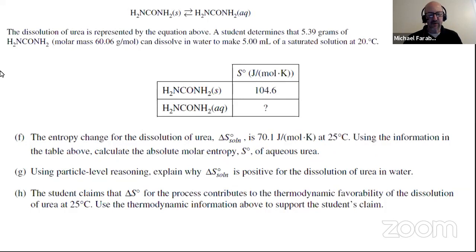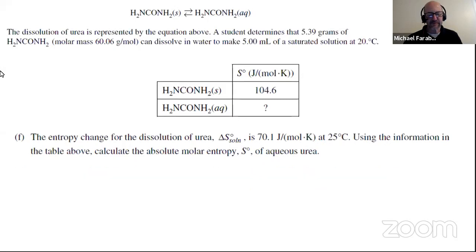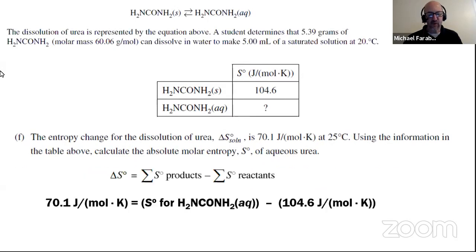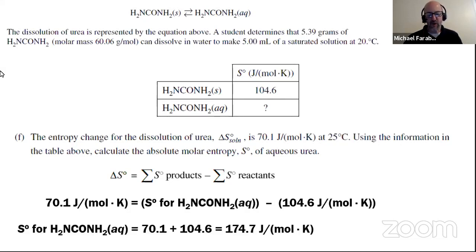All right, so we have an entropy. Delta S is 70.1. That's products minus reactants. So we have 70.1 equals the product, which we don't know right now. That's the question mark in the table, minus the reactant 104.6. And we just solve and we get 174.7.